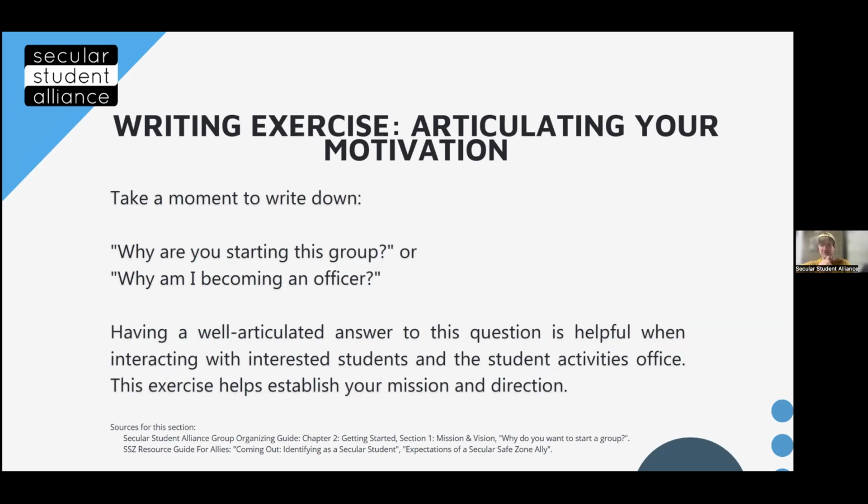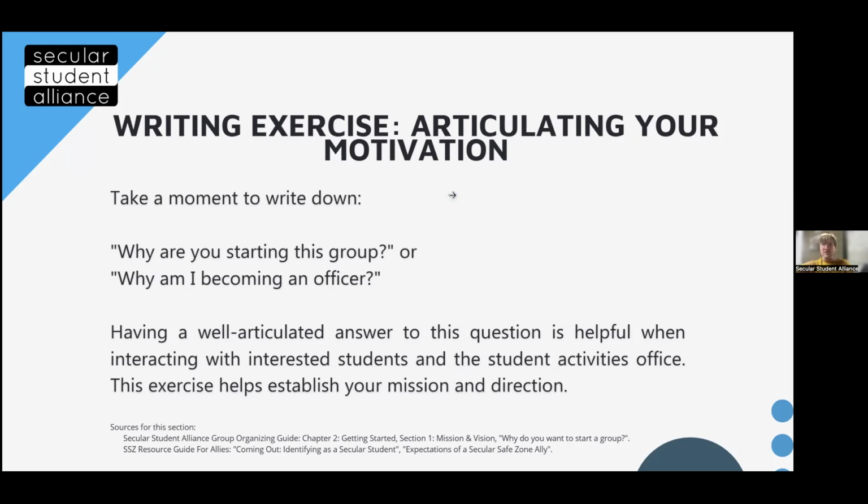So again, why are you starting the group? Why did you take on leadership or become an officer? And how has SSA improved your life in one tangible way? And remember, be specific, try to be detailed, but 2 to 3 sentences, something pretty short.